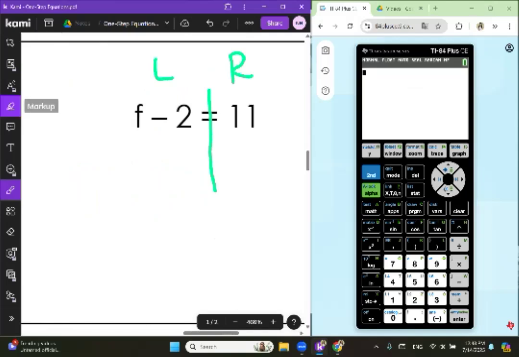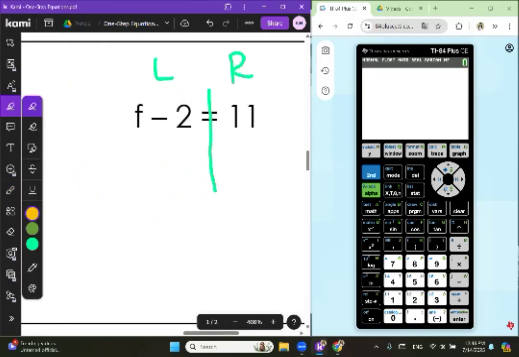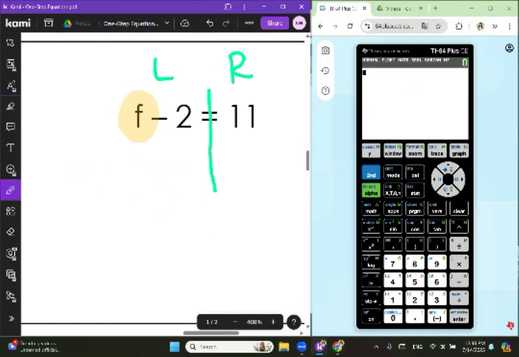Okay. Find your variable. What is my variable? My variable is f. F is on the left side, so I need to move my numbers to the right. 11 is already on the right side, so I need to move the 2. How is 2 connected to f? With the minus sign, so the opposite of minus will be plus.